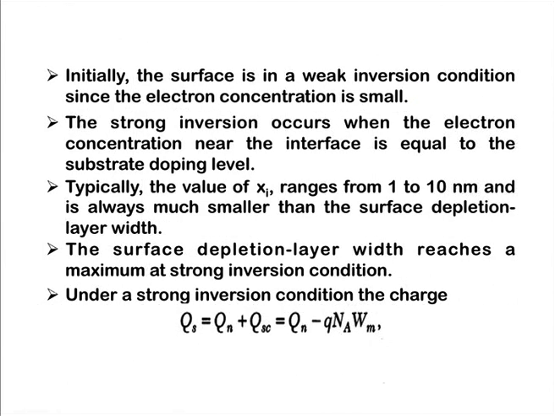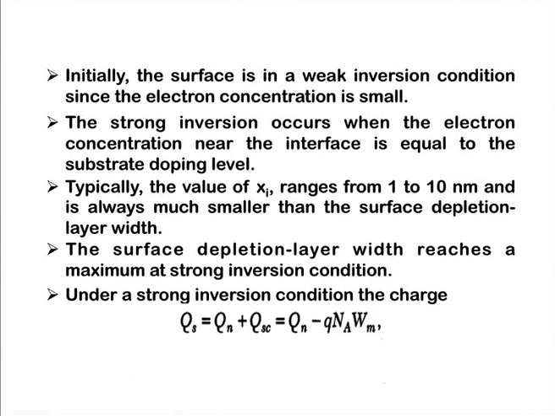So, initially the surface is a weak inversion condition, since the electron concentration is very small. The strong inversion occurs when the electron concentration near the surface is equal to the substrate doping. So, if electron concentration is equal to the substrate doping, substrate is p type, then now this inversion case is called the strong inversion.